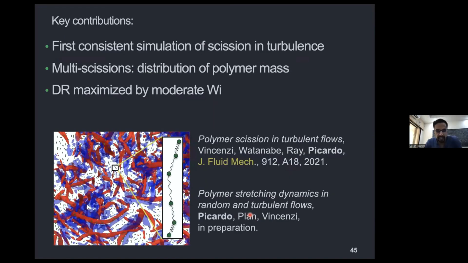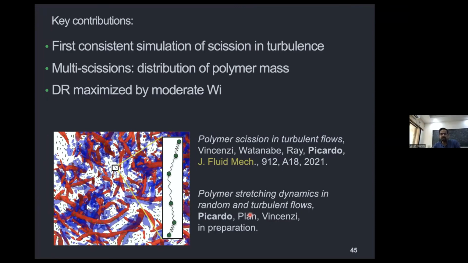All right, so I'll just end with this. I think our main contribution in this Scission work is the first consistent simulation of Scission in turbulence without numerical artifacts that have been there before, and which also allows us to predict the final surviving distribution of the polymer mass, to understand the decay rate and how it depends on the Weissenberg number, etc.